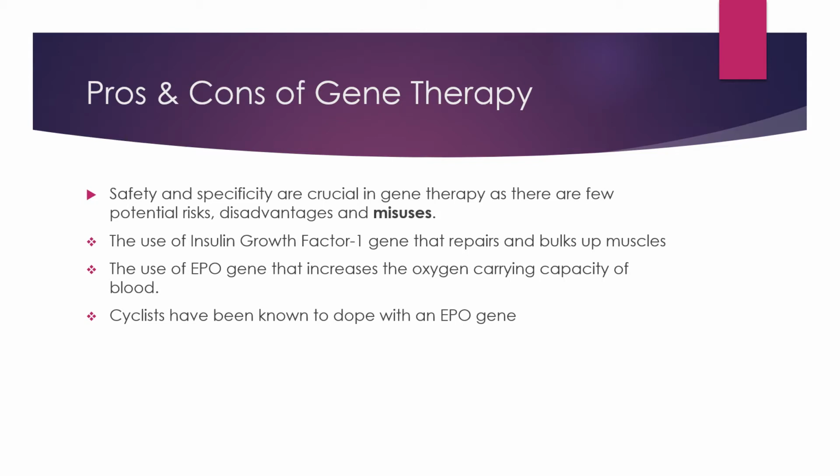Safety and specificity are crucial in gene therapy, as there are a few potential risks, disadvantages, and misuses. The use of insulin-like growth factor 1 gene that repairs and bulks up muscles, and the use of erythropoietin gene that increases the oxygen carrying capacity in the blood are two misuses of gene therapy mostly known among athletes.